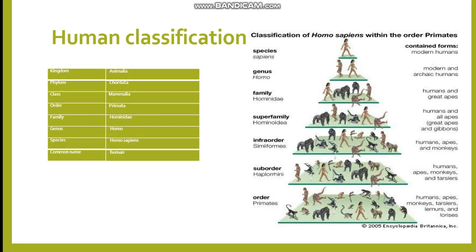This is an example of human classification, or the hierarchy of human classification. It includes kingdom Animalia, phylum Chordata, class Mammalia, order Primates, family Hominidae, genus Homo, and species Homo sapiens, and the common name humans.